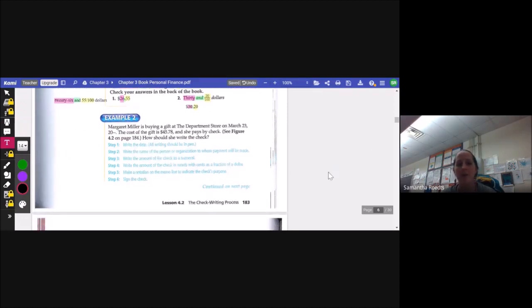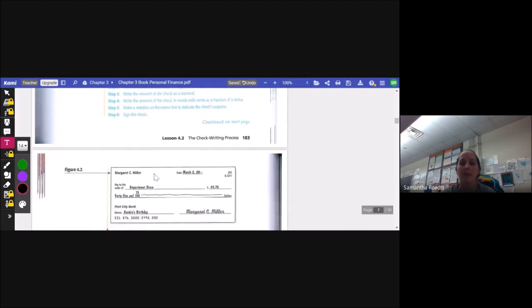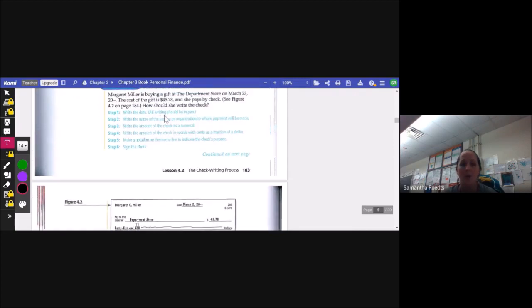So example 2, Margaret Miller is buying a gift at the department store on March 2nd, 20, and the cost of the gift is $45.78, and she pays by check. How should she write the check? The first thing I want to do is write the date. All writing should be in pen. So at the date at the top, I have March 2nd, 20, and then there's two dashes, so whatever year it happened to be. So if it's 2020, it would be 2020.